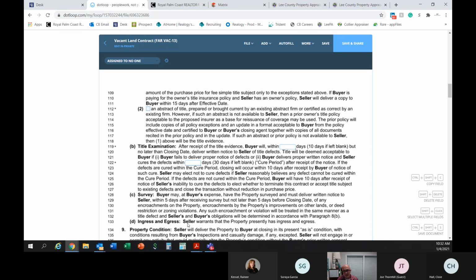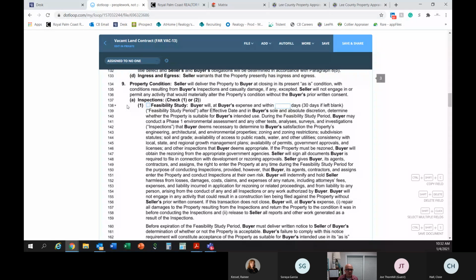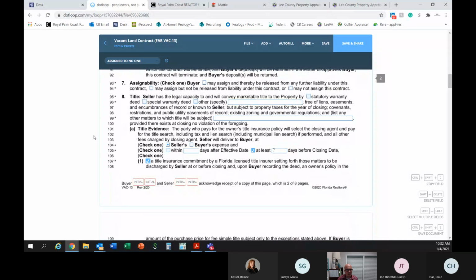Ingress and egress. Seller warrants that the property presently has ingress and egress, okay? Not too common here in Cape, but when you get into some of the more rural areas, you may notice this, maybe in certain parts of the North Cape or certain parts of Lehigh, I've seen it. Even out into the Estates, certain parts of Bonita, a little bit more rural areas, this is more common, but that's why that's there. Any questions about this point on the title section of this contract?